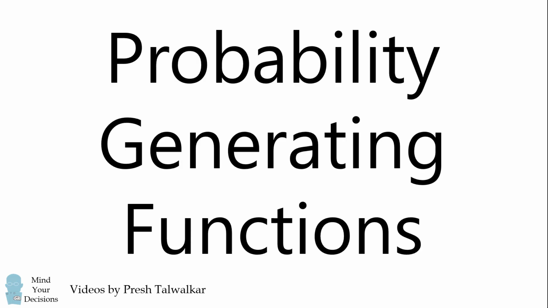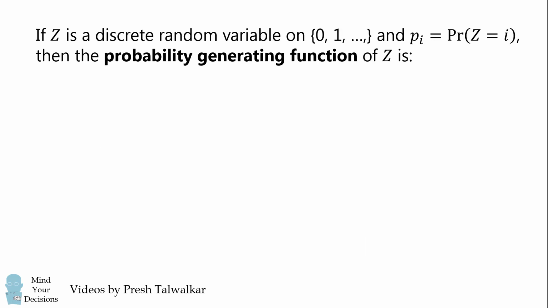The method is called probability generating functions. If z is a discrete random variable on the non-negative integers, and p_i is the probability that z is equal to i, then we define the probability generating function of z as follows. It'll be the polynomial with terms p_i multiplied by x to the power of i. So let's create the probability generating function for the fair die.